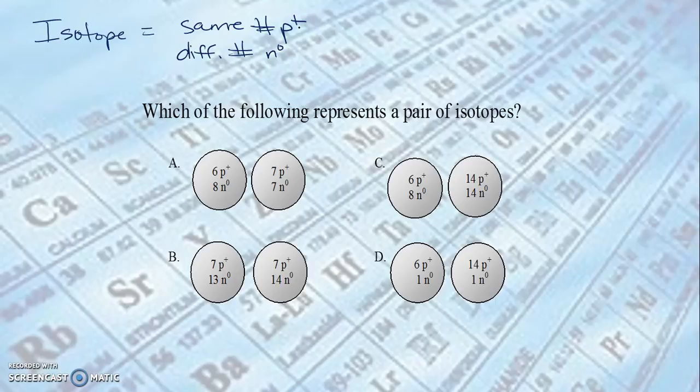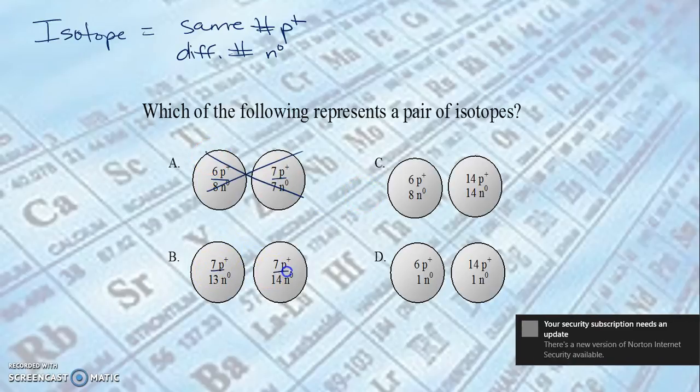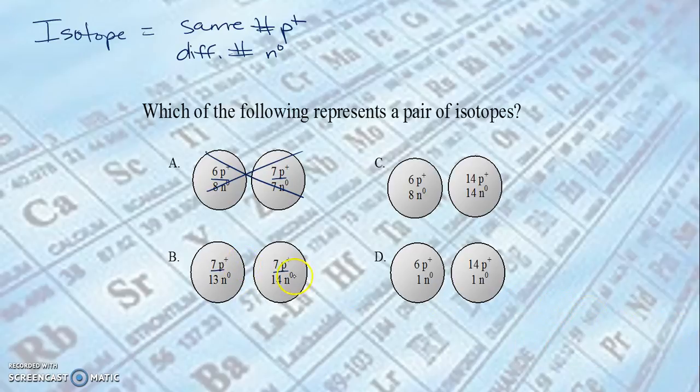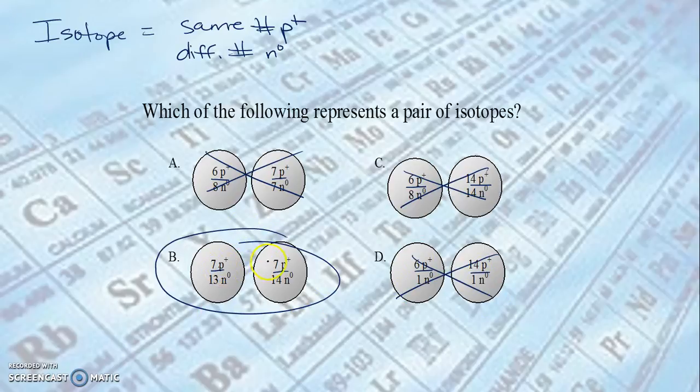So which of the following represents a pair of isotopes? Okay, so first we got to figure out which ones have the same number of protons. Does this have the same number of protons? Nope, can't be that one. Does this have the same number of protons? Yes, it could be this one. We don't care about that. Go away. Okay, sorry. Whatever. All right, this one does have the same number of protons, but let's keep checking just to make sure. Same number of protons? Nope. Same number of protons? Nope. So which one is our isotopes? This one, because it has the same number of protons, different number of neutrons.